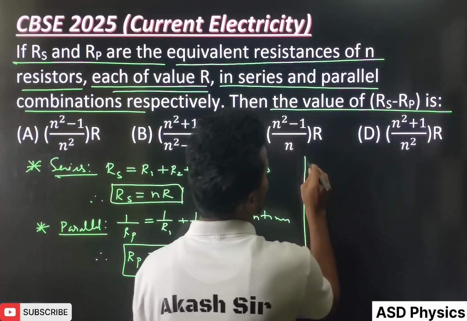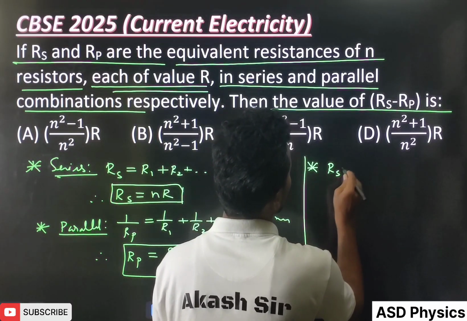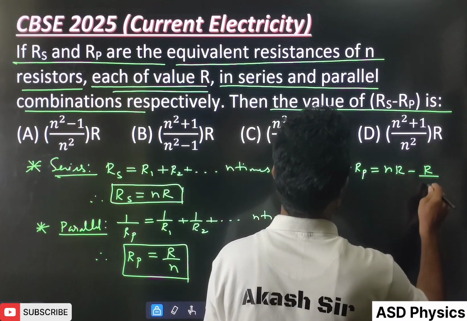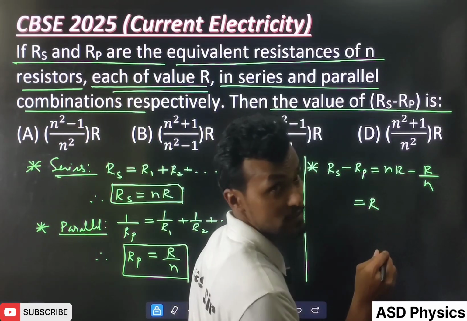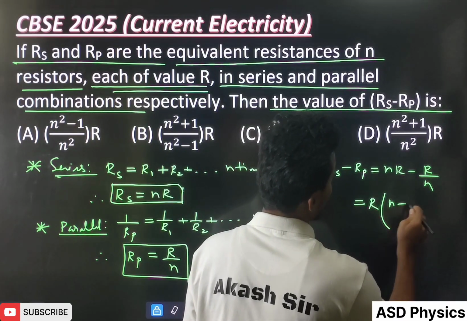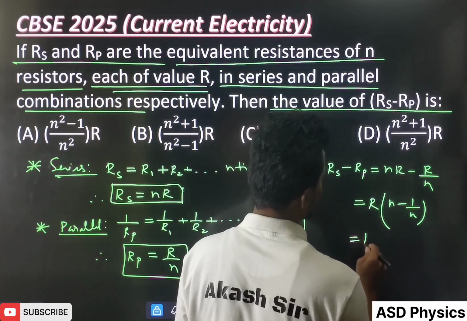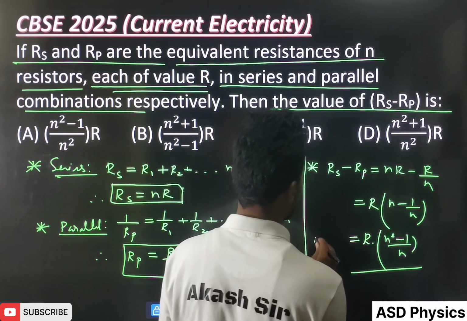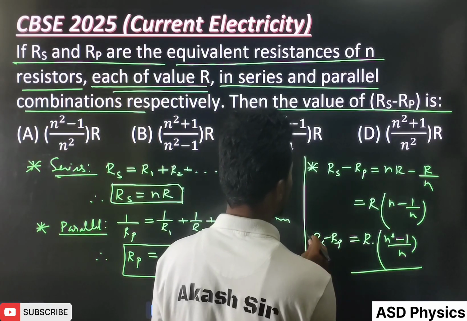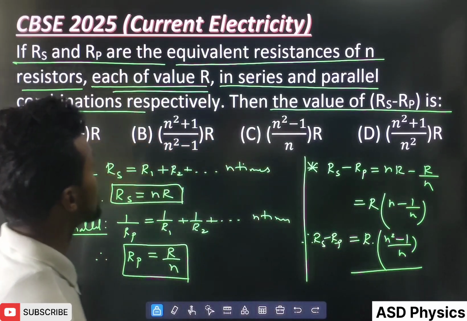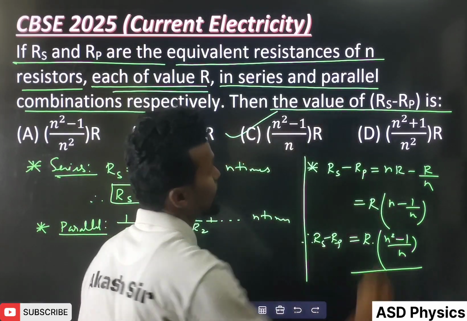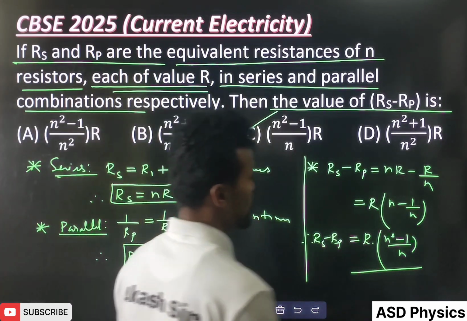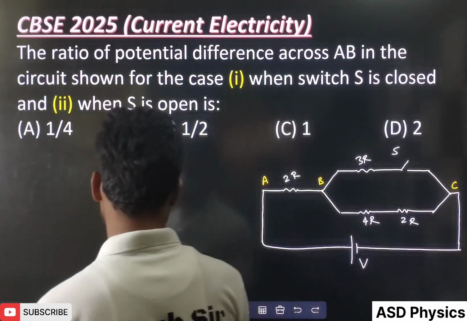Now according to the question, if I write Rs minus Rp, what will this become? NR minus R by N. You can see R is common outside, so R into N minus 1 by N. Just to simplify this, it will come N square minus 1 by N, and that is our Rs minus Rp. So which option is correct here? You can see very well, students, the correct option is option C. Okay, current electricity, second question done. Now see the third question.